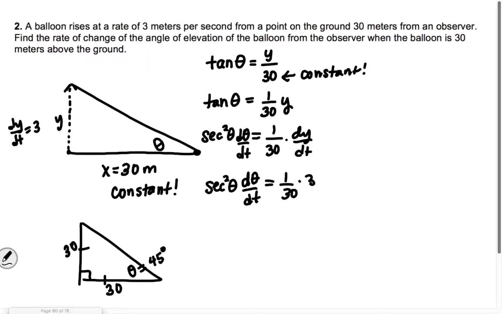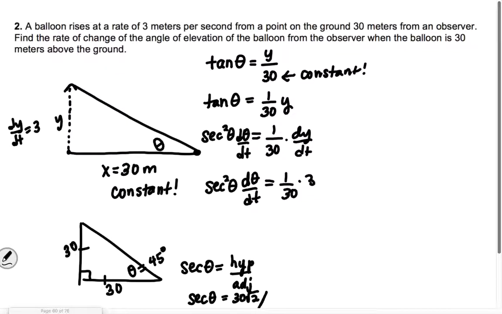Or sometimes it's easier, especially when you don't have a nice one like this where it's like 30 and 30. Like if you had something like 4 and 5, it's much easier to do the way I'm going to show you. So if you want secant of theta, it's just 1 over cosine. It's going to be the hypotenuse over the adjacent, right? So then secant of theta ends up being 30 over 30. Not 30 over 30. What am I talking about? 30 root 2 over 30.